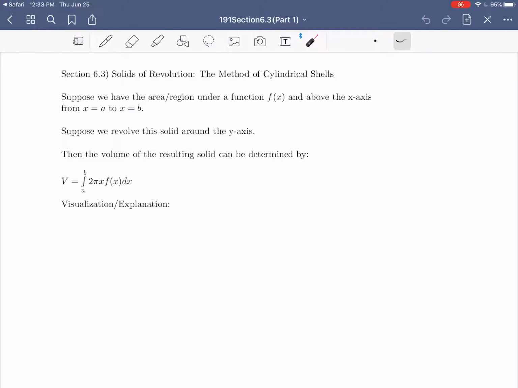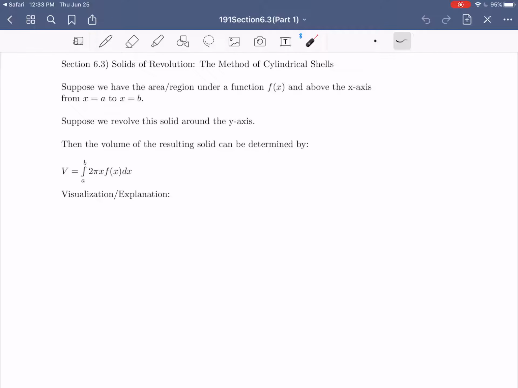We don't have to be quite as thorough as we were when we were doing disks and washers, because we have the general idea now that if you integrate an area, you create a volume. So we won't have to go all the way through that Riemann sum approach, but I do want to let you see where this method of cylindrical shells is coming from. So let's talk about our setup here.